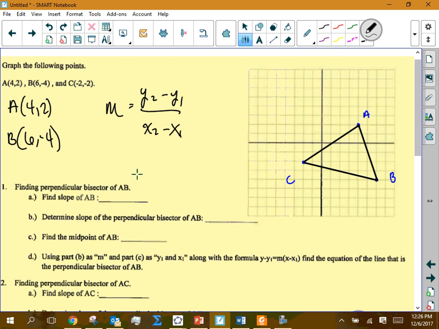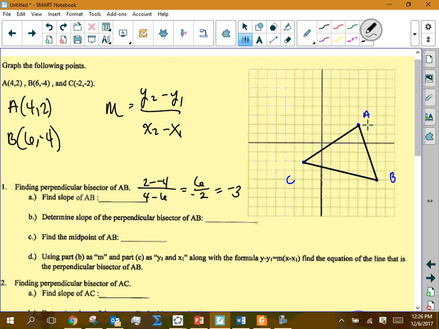So subtract your y's. So I'm going to go 2 minus negative 4, and then 4 minus 6. So what's that give me on top? 6, and what's it give me on the bottom? Negative 2, and that then simplifies to negative 3, right? Okay. So the slope of A to B is negative 3.